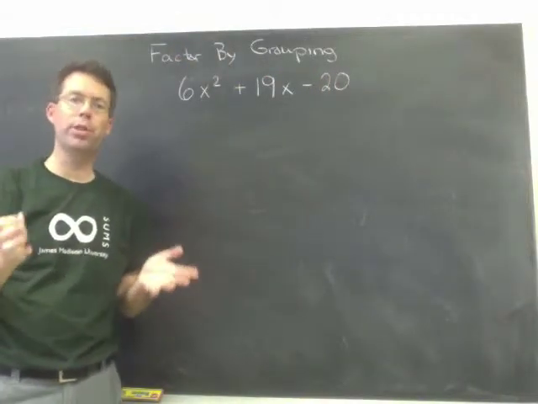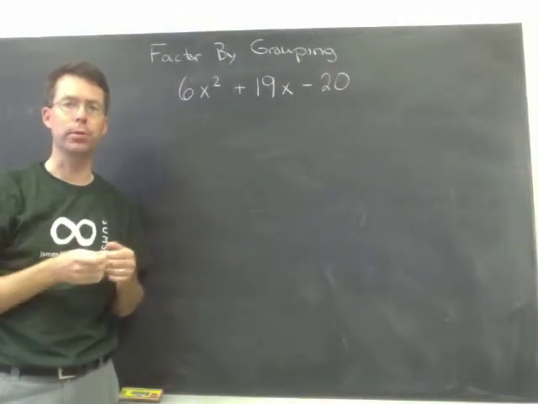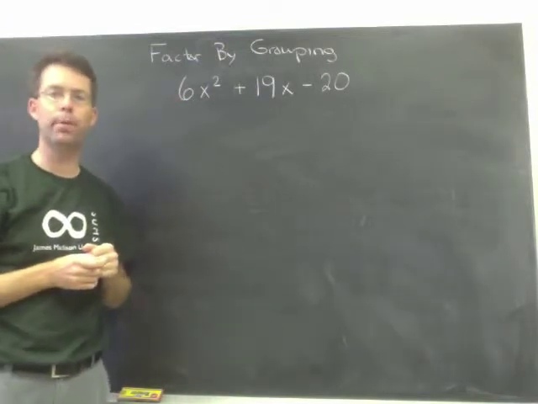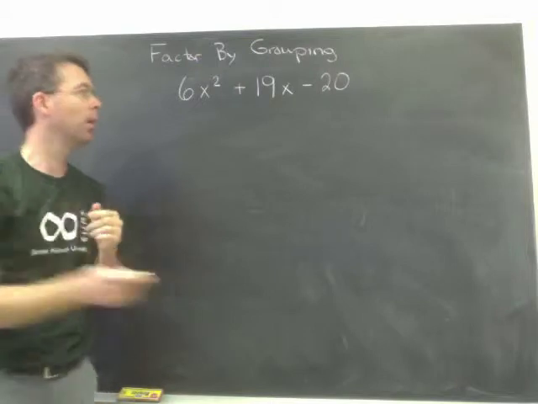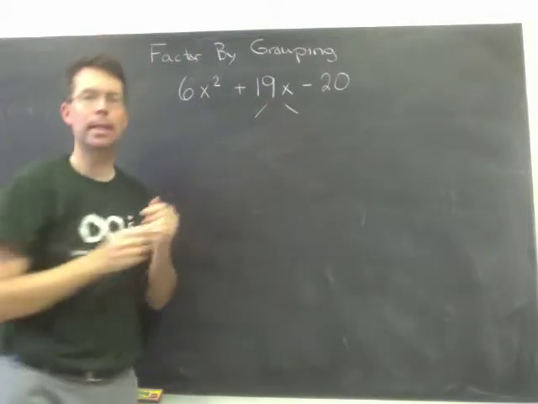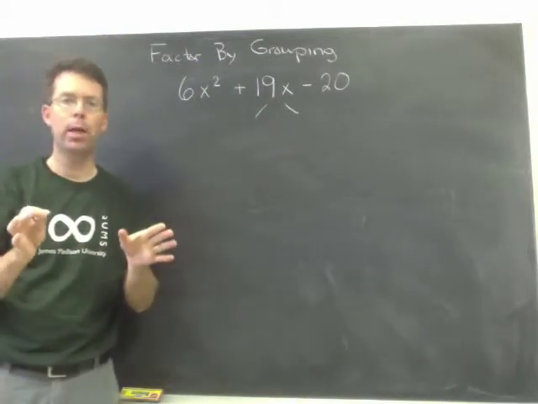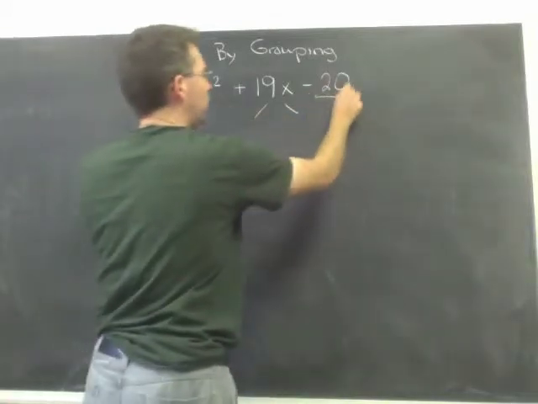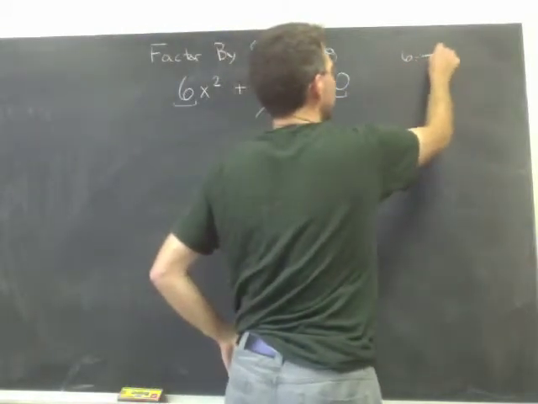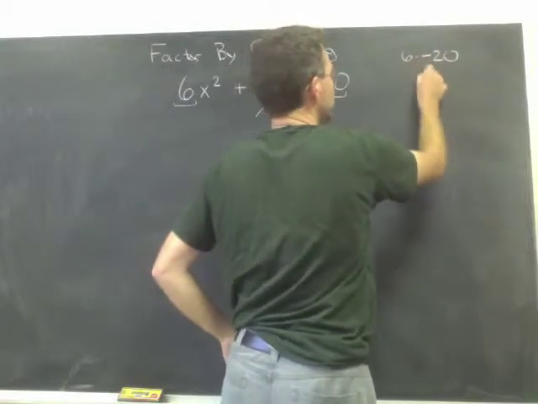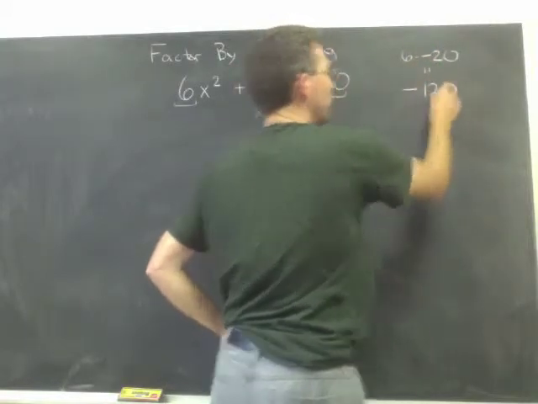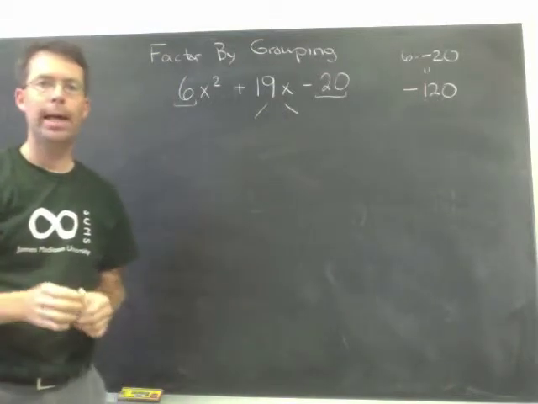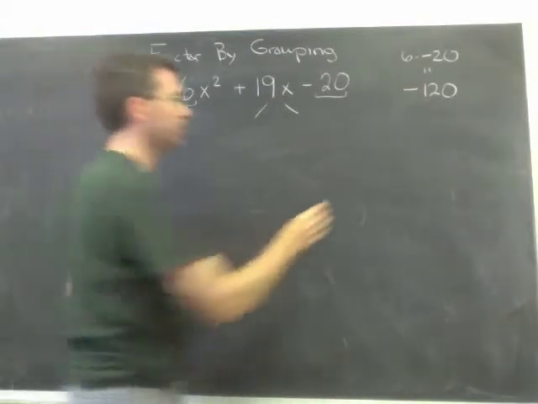The same strategy of grouping works for more complicated examples. For example, 6x squared plus 19x minus 20. I'm going to do the same thing. I want to split 19x into two pieces. And those two pieces are going to be found by looking at the factors of 6 times negative 20, which is negative 120. So I want to look at all the factors of negative 120 and find some that add to 19.